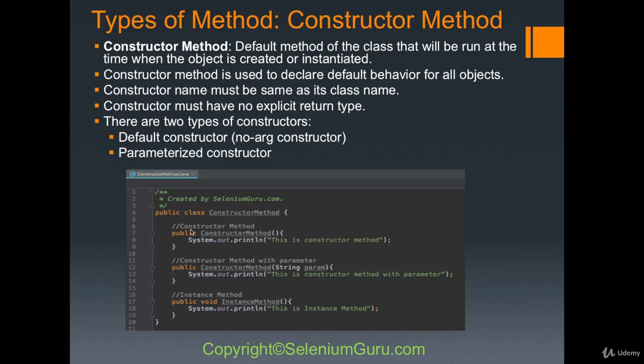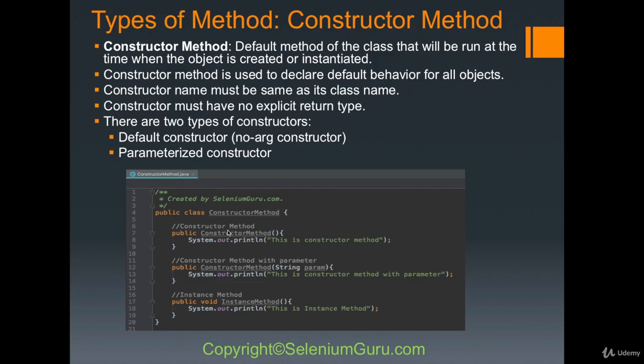So you can see here, I've created this default constructor here, and it's just going to print out this is constructor method. And I have another constructor method here, and I know this is a constructor method because this method name is same as the class name. This one has one parameter, and it's string param, and it's going to print out this is a constructor method with parameter. And I've got the other instance method here, which we already learned in our previous lecture. This is an instance method because it does not have static in here, right? I'm just going to print out this is instance method.